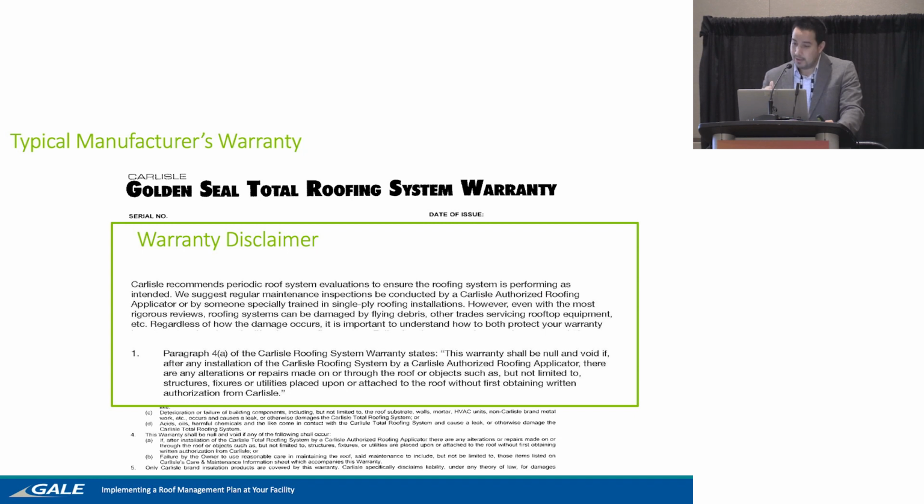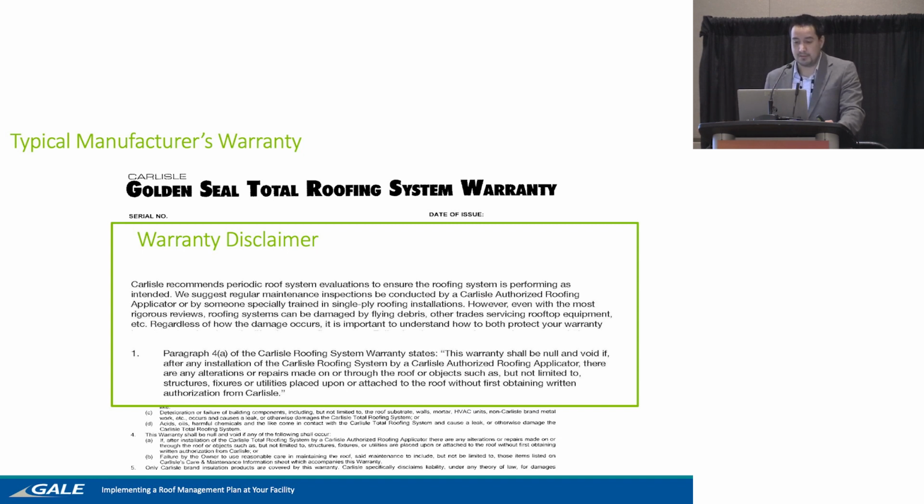Now let's keep going. However, even the most rigorous review, roofing systems can be damaged by flying debris, other trades, servicing the rooftop equipment, etc. Regardless of how the damage occurs, it's important to understand how to protect. So they're acknowledging that there are other things that are going to happen that we may look for to void the warranty on that roof. They're giving you a heads up, right?